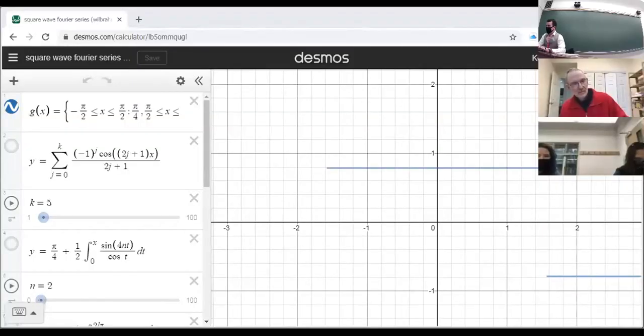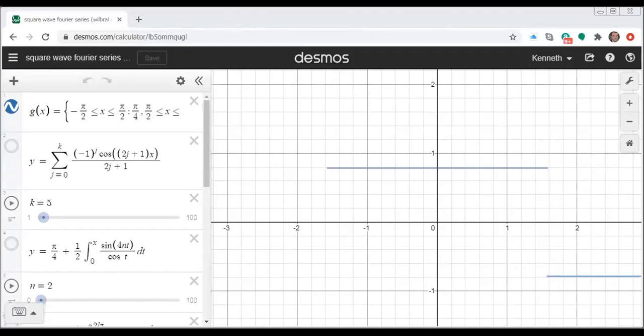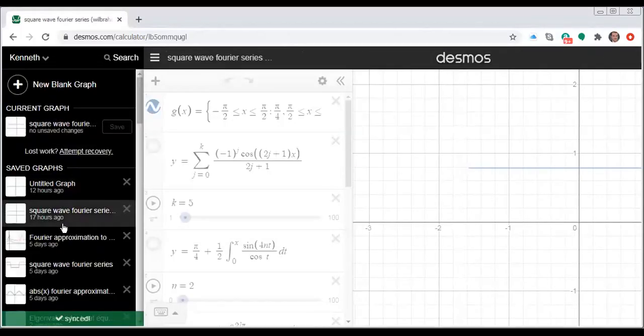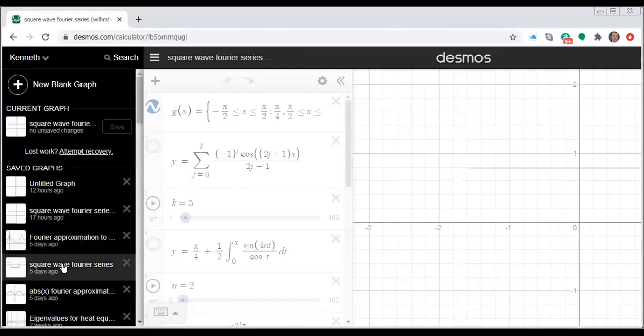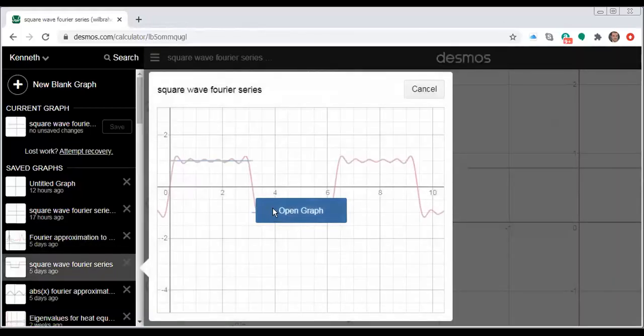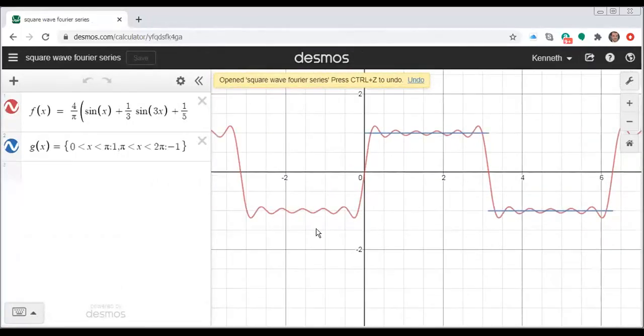So I went ahead and did more work on Desmos than I did for the previous class. The first thing I did was, well, I'll show you what I had before. What I had before was something like this. The sine series and the approximation. Of course, the sine series is odd, and so it gives you the odd extension. But in the paper, we're talking about the cosine series.